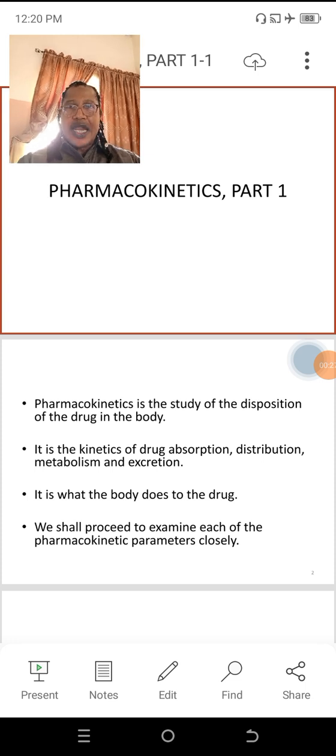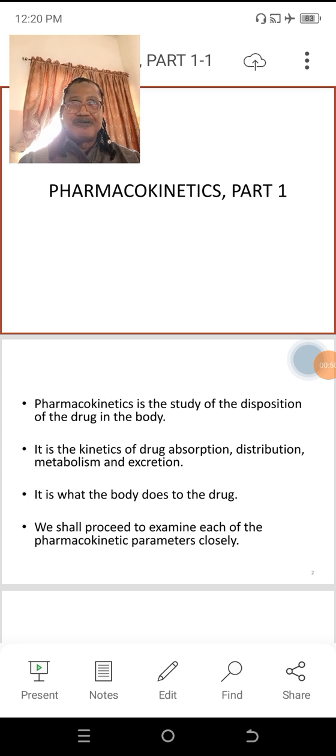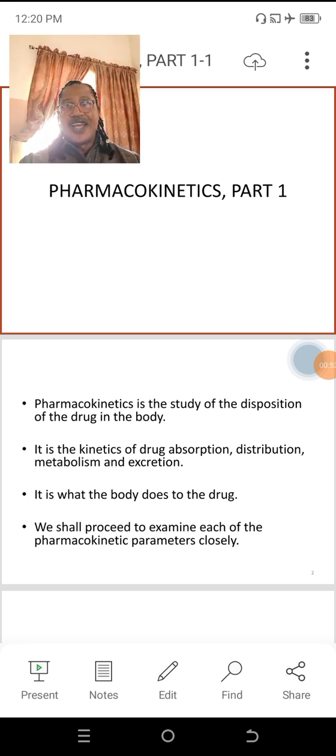Now that word pharmacokinetics is derived from two Greek words, pharmakon, meaning drug, and kineticos, which means putting in motion. So, if you want to join those two together, you can say pharmacokinetics is putting drug in motion. Maybe you say it that way, at least it will give you a rough idea of what pharmacokinetics is all about. But strictly speaking, what is pharmacokinetics?